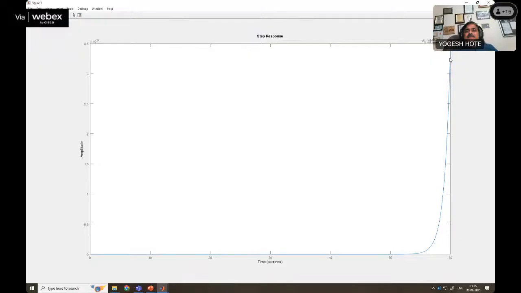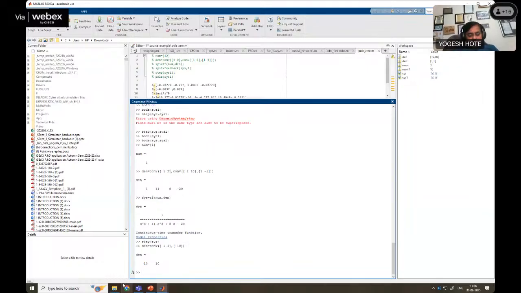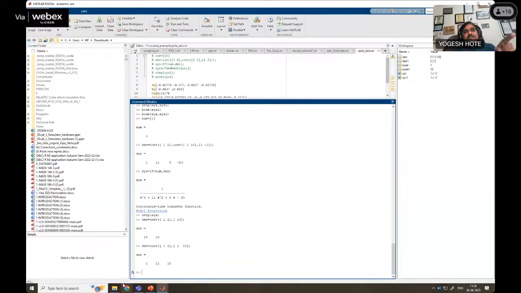So the instability is there. What Krishnamurti said in the paper is that you first separate the s minus 1 term, so that the denominator is only the convolution of 1, 2 comma 1, 10. So the transfer function is s squared plus 11s plus 10.